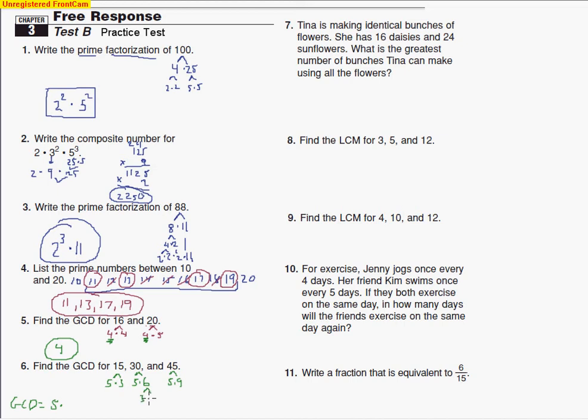So let's break that down further. 3 times 2, and this would be 3 times 3. And I'll bring that 5 down. I'll bring the 5 down over here. And this one already is broken down.